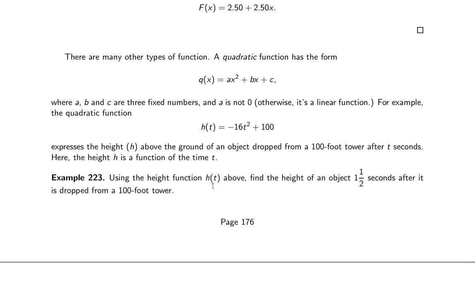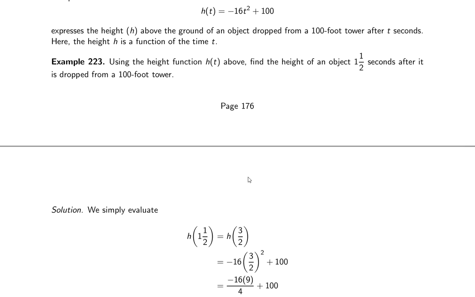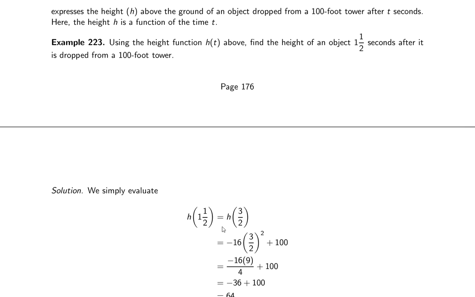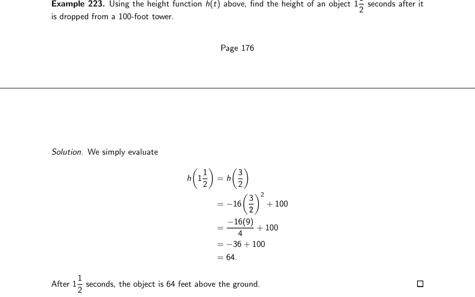So we're just going to use this function. It's telling us the answer. We just have to replace t by 1.5 or 3 over 2. So we need h of 3 over 2. We're substituting 3 over 2, so it's negative 16 times 3 over 2 squared plus 100. We have to do the squaring first in the order of operations. 3 over 2 squared is 9 over 4.